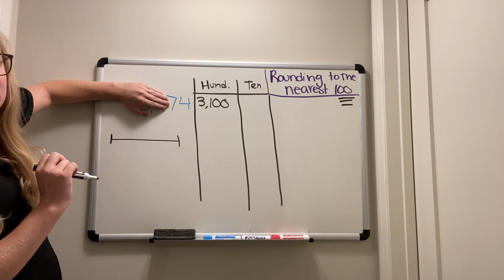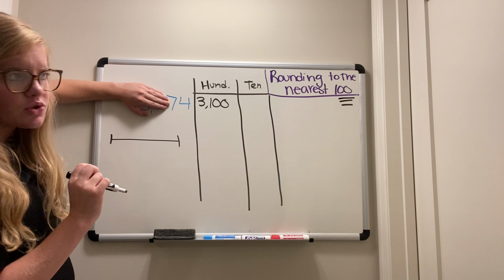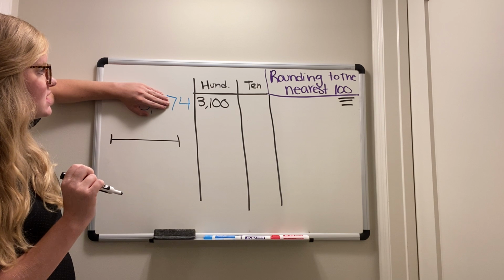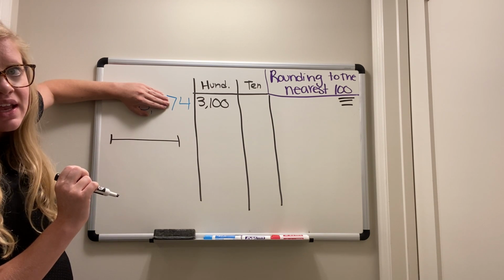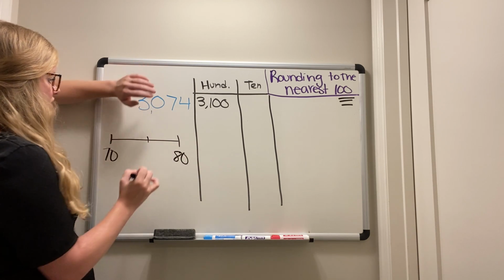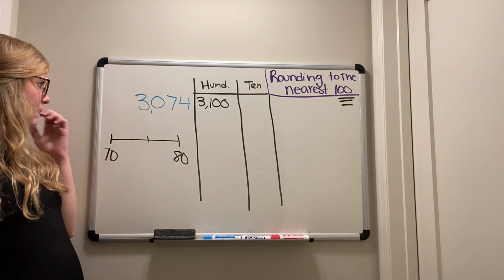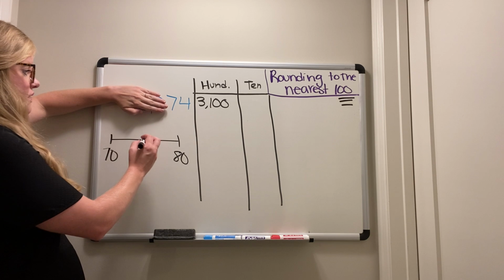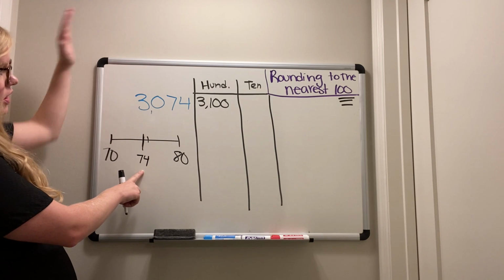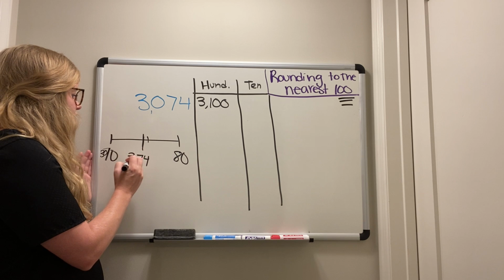So 74 is in between what two tens? 10, 20, 30, 40, 50, 60, 70, 80, 90. Good. It's in between 70 and 80. Here's 75, just because I always like to have that halfway. Okay, so if this is 75, 74 is right there. Now, we're not talking about 74. We're talking about 3,074. So I'm going to go ahead and add those digits back in.